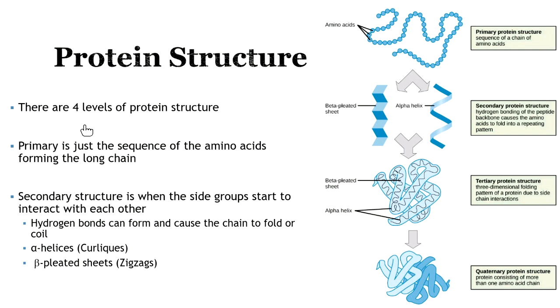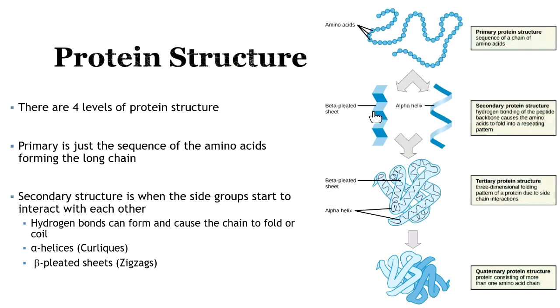Now there are 4 levels of protein structure that you're going to talk through in this book. The first is the primary. The primary is just a sequence of amino acids. Really straightforward. Very simple. It's just starting from this point all the way to the end. That's a primary structure.